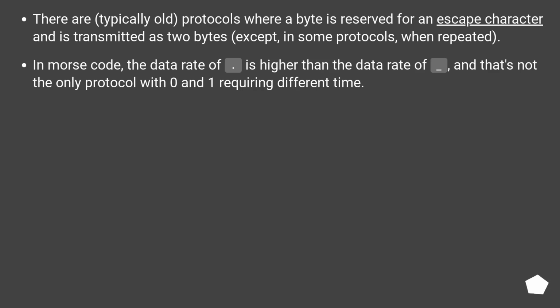There are, typically old, protocols where a byte is reserved for an escape character and is transmitted as 2 bytes, except, in some protocols, when repeated. In Morse code, the data rate of dot is higher than the data rate of dash, and that's not the only protocol with 0 and 1 requiring different time.